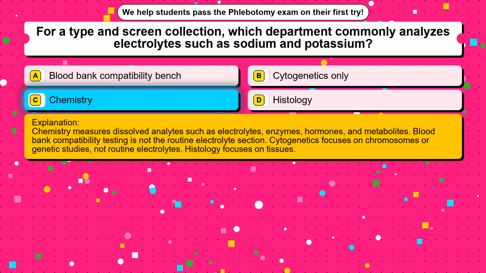Chemistry measures dissolved analytes such as electrolytes, enzymes, hormones, and metabolites. Blood bank compatibility testing is not the routine electrolyte section. Cytogenetics focuses on chromosomes or genetic studies, not routine electrolytes. Histology focuses on tissues.